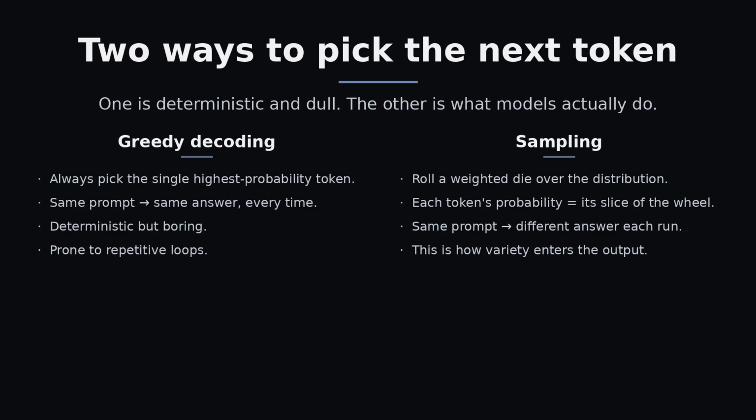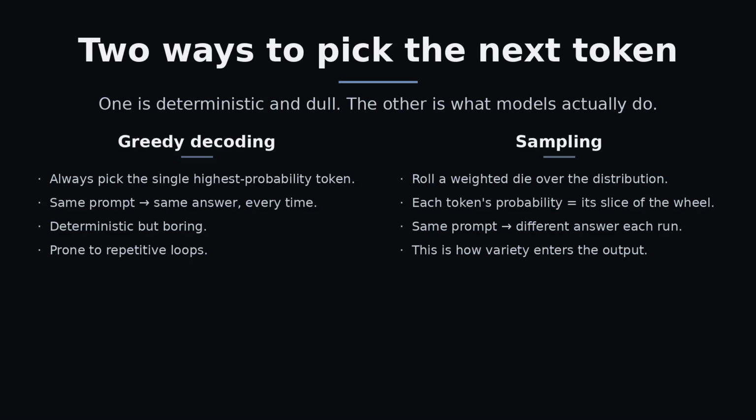With a probability distribution in hand, the simplest thing you can do is greedy decoding. Always pick the single highest probability token. Greedy is deterministic. The same prompt, run twice, gives you the same answer twice. It's also boring and prone to getting stuck in repetitive loops.